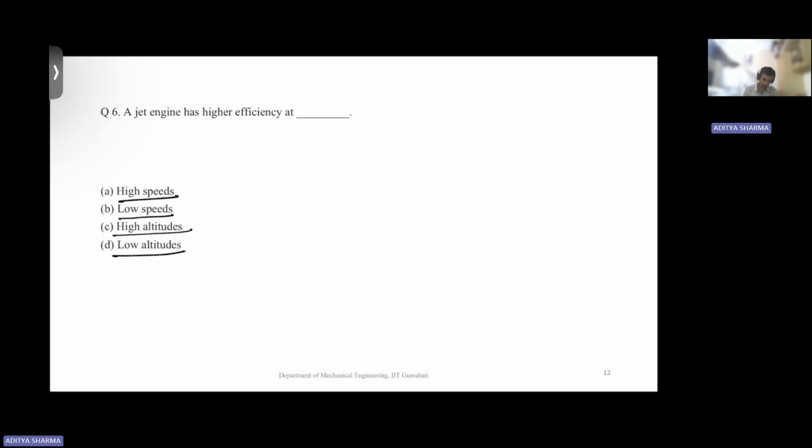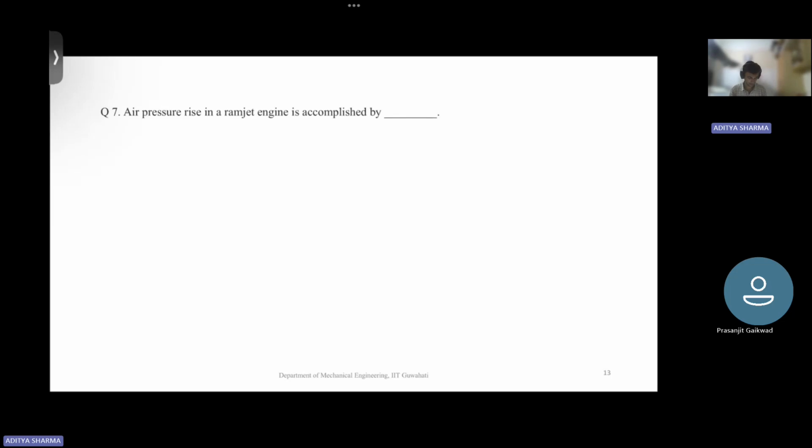So this is your question number 6. And the answer to this question is C. Right? So this is question number six. So the correct option is C. And next question. Let's see the next question. Please read this question and try to answer this.